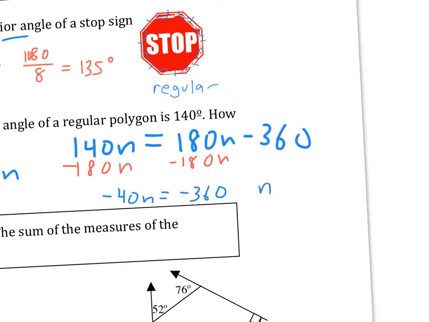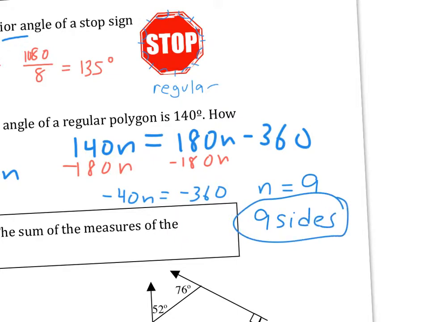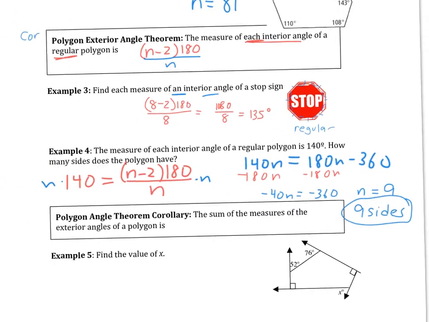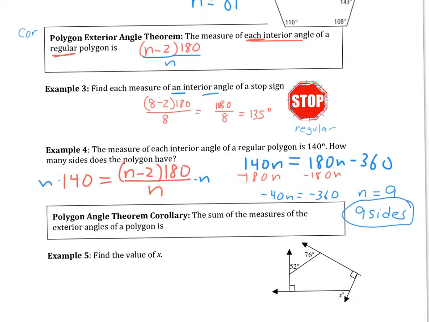And now divide both sides by negative 40. So the answer here is 9. So what's my answer? 9 sides. It's a nonagon. Yay, us. We found it. So really what we want to do is figure out if there's a faster way. And that's where the next theorem is going to come into play.